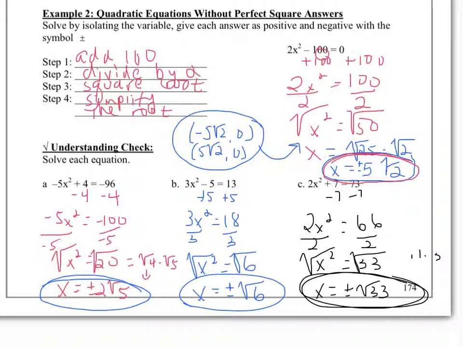Okay, so in this lesson we talked about how to solve quadratic equations in the form of y equals ax squared plus c. So next class we're going to add in the middle term, the bx.